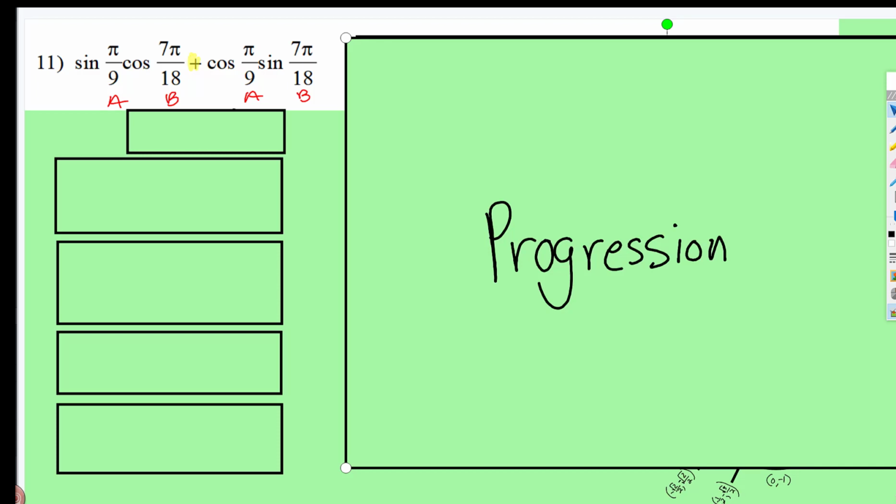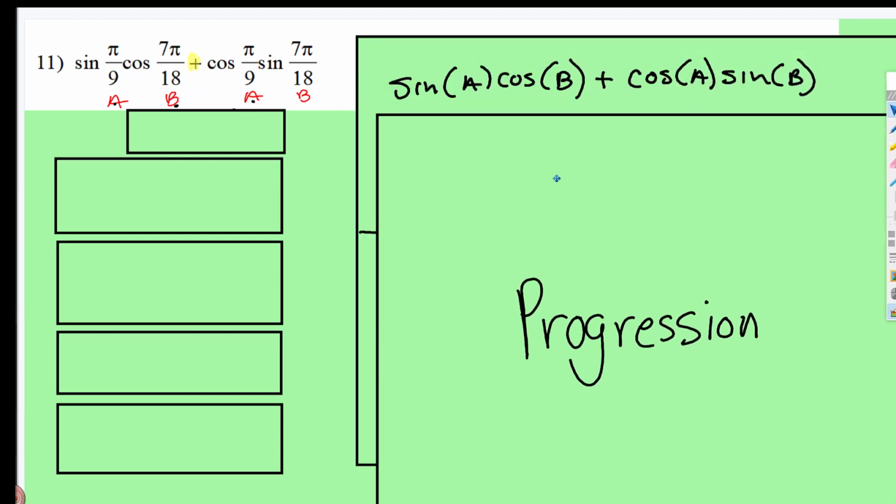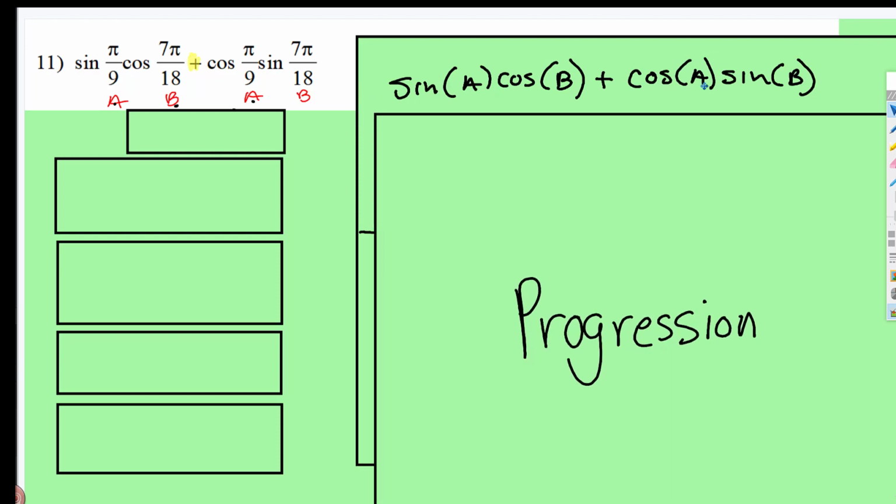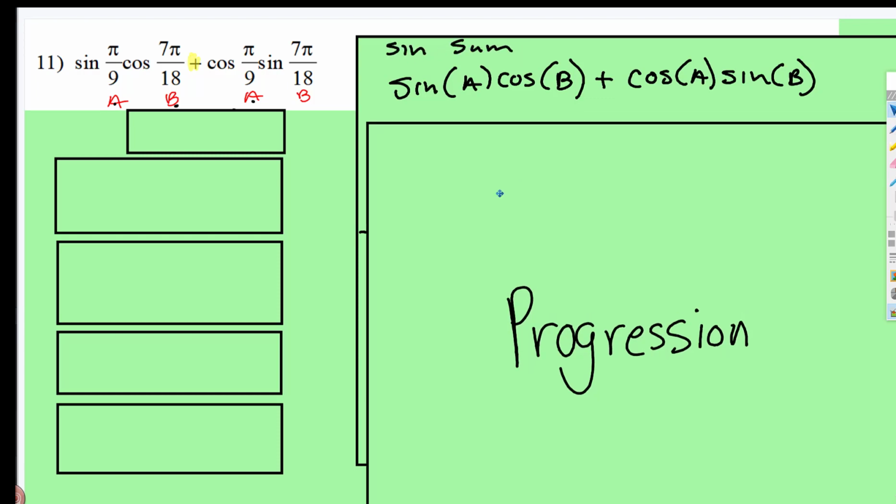Okay, now you're going to be using the sum difference and you're working backwards, the reverse process. So notice what we have. We have sine of A times cosine of B plus cosine of A sine of B. Well, if you look at your identity sheet, it's that identity. That's the sum identity.